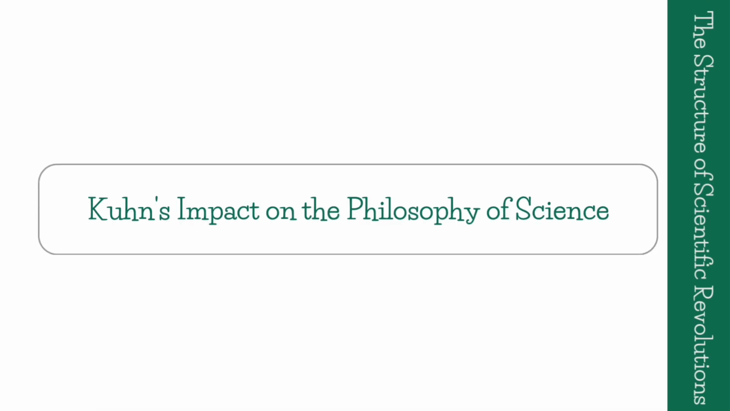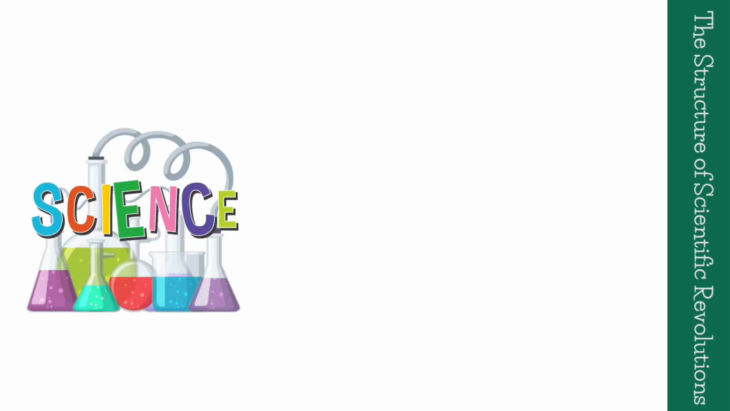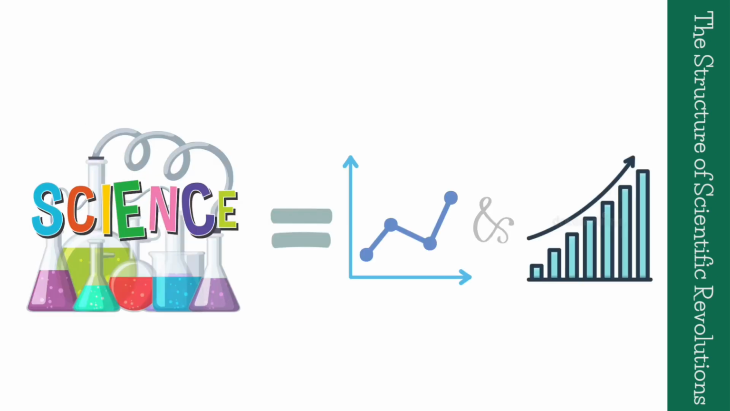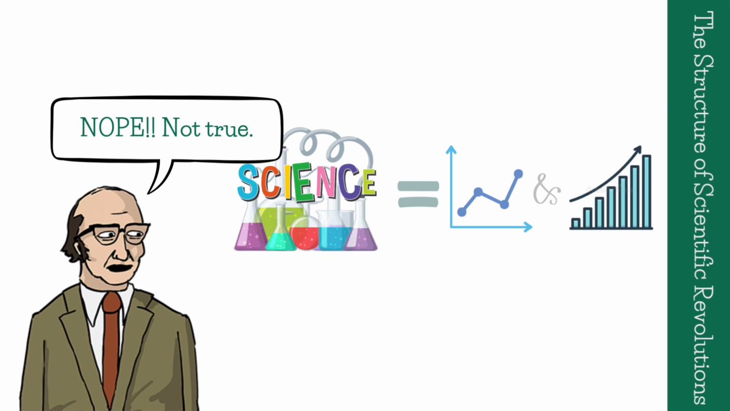So, what's the impact of Kuhn's work on the philosophy of science? His work sparked heated debates. Before this book, science was generally viewed as a linear, cumulative process where knowledge builds steadily over time. Kuhn shattered that view, showing that science is not always a steady march towards progress. It's full of upheavals and at times chaotic.